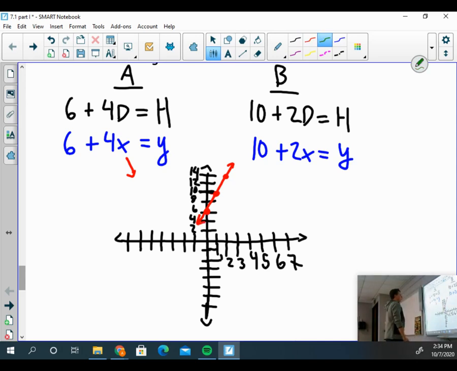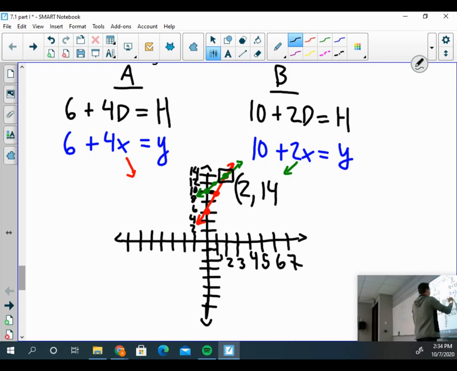Okay, now let's look at our green one. Well, we started at a height of 10 in our other plant, but this time we're only going up 2 over 1. Up 2 over 1. And what I find is that we intersect at the point (2, 14). So with our bamboo plants, we have figured out that the intersection based on the equations we created is at (2, 14). So where do we go from here?